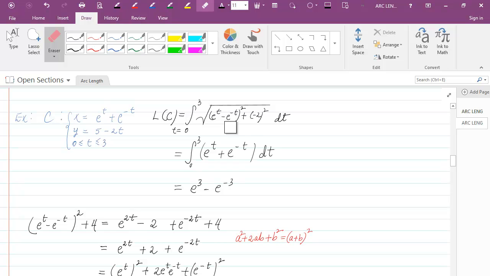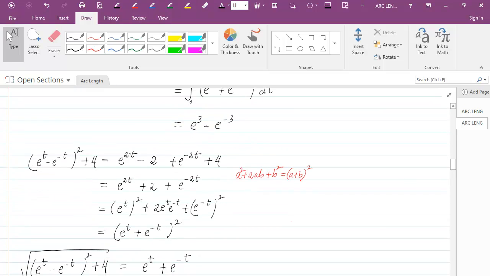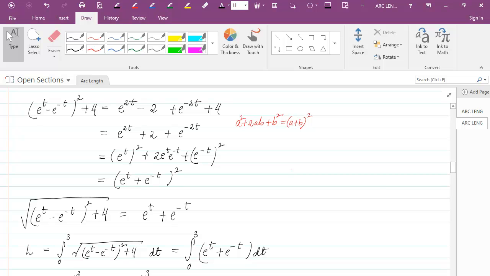Now the integrand that we have here is the square root of e to the t minus e to the minus t, squared, plus 4. So let's start with that. If I start with this quantity, then I can expand the square, and I get e to the 2t minus 2 plus e to the power minus 2t plus 4. Now minus 2 and 4 will reduce to 2, and so we get this.